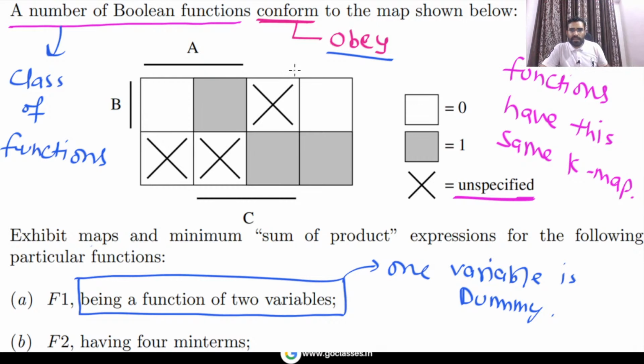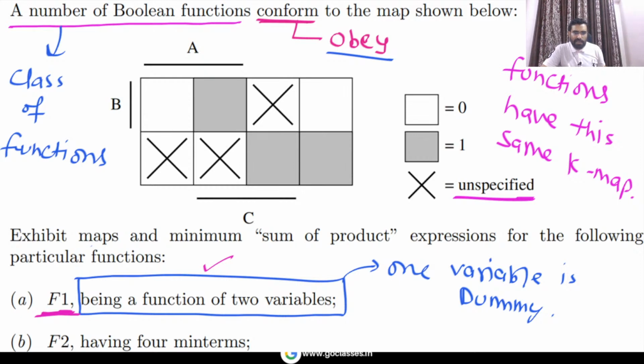Now this question is saying that in this K map, a total of 3 don't cares are there. It means a total of 8 functions are there. From these 8 functions, find a function which is of 2 variables. So tell me, which variable is possible to be dummy? Only one variable is possible to be dummy, that is variable A. Only variable A can be dummy. So basically this question is asking to make the variable A dummy.